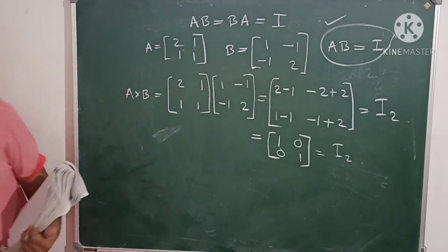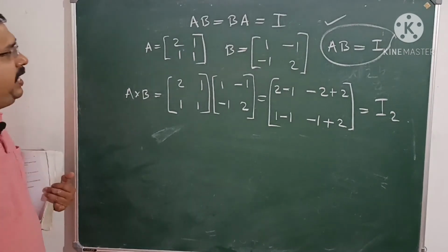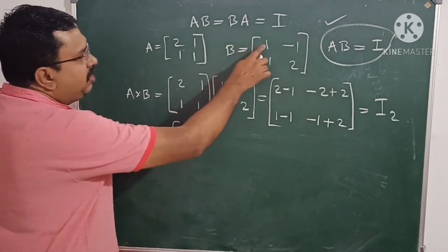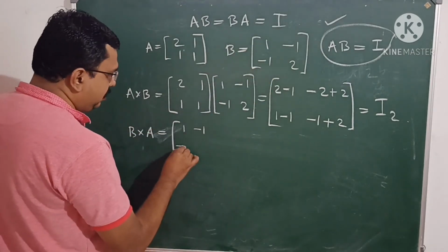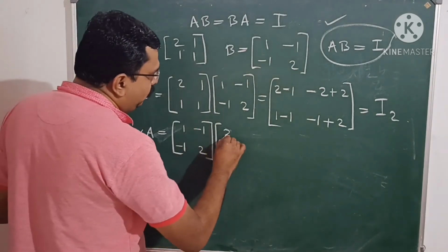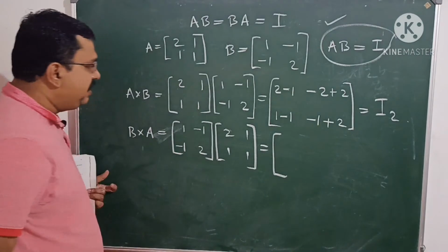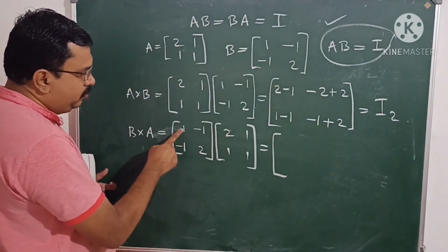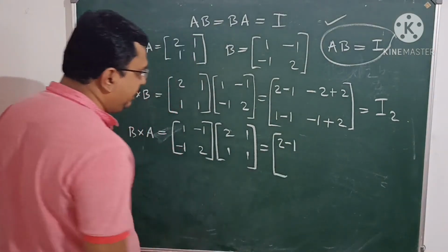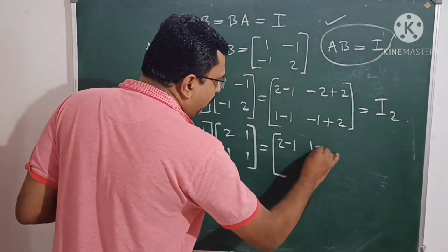How to do it? Next step is B into A. B into A equal to, what is our B? 1, minus 1, minus 1, 2 into A. What is our A? 2, 1, 1, 1. We are doing B into A. First row into first column: 1 into 2, 2, minus 1 into 1, minus 1. That is 2 minus 1. Next, 1 into 1, 1, minus 1 into 1, minus 1. That is 1 minus 1.